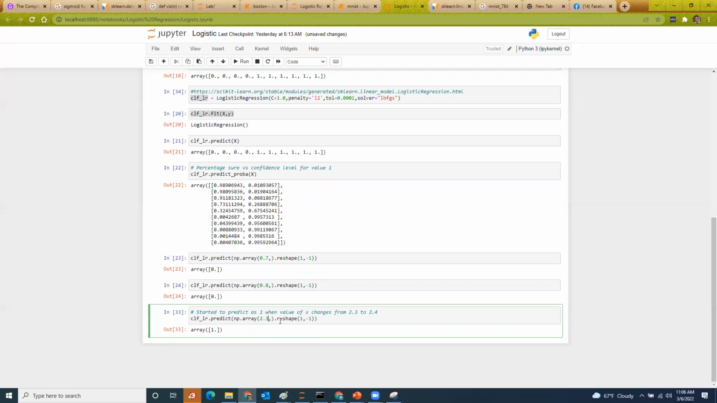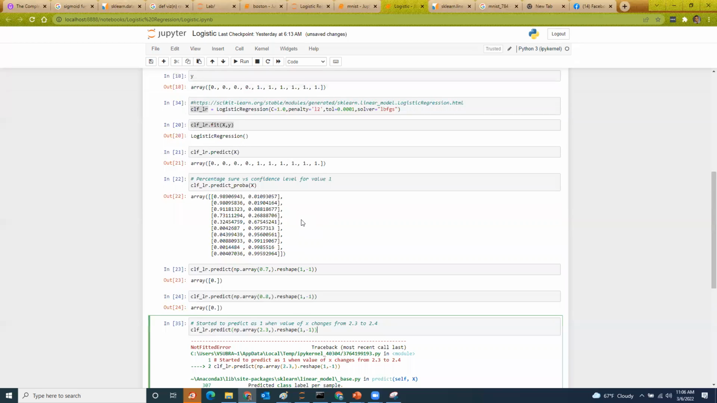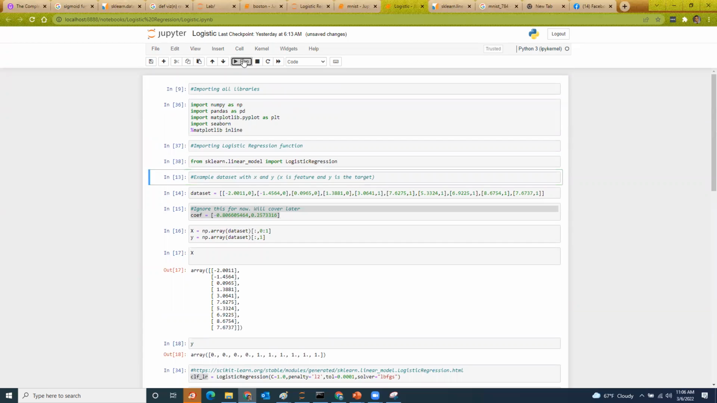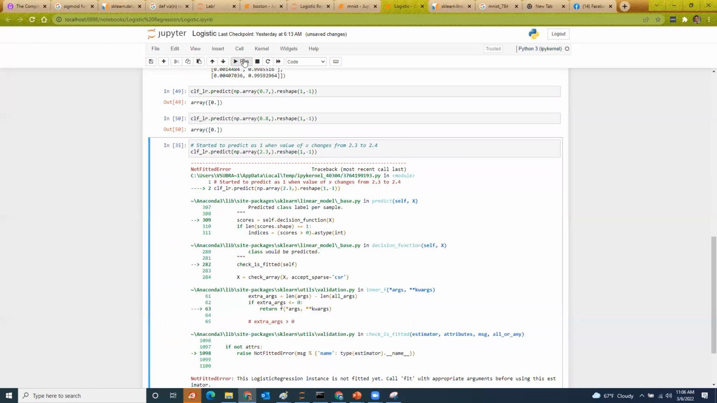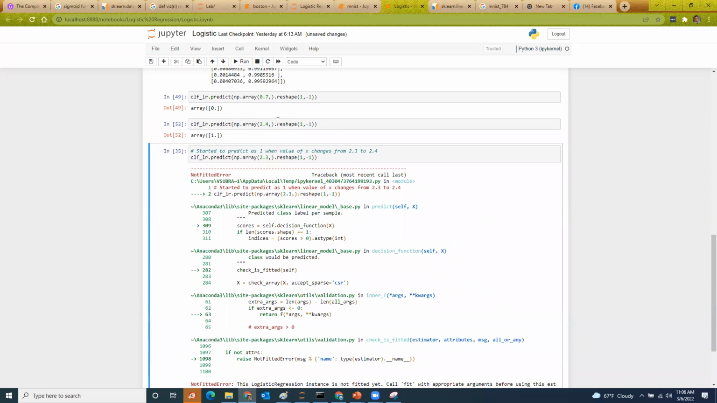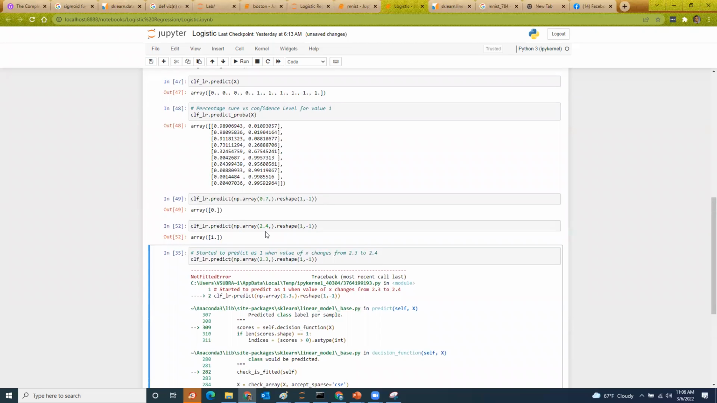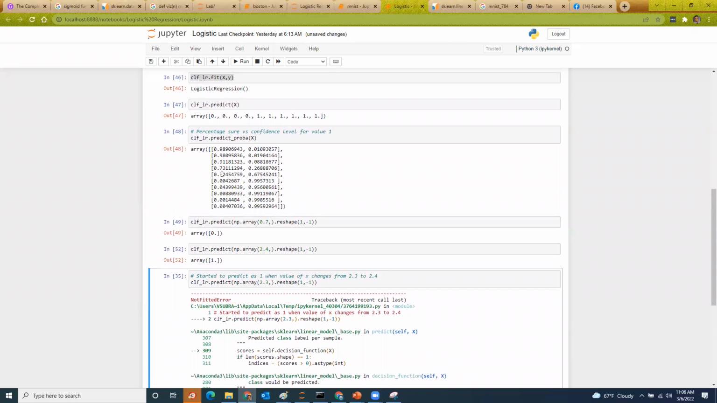So let me go to 2.3. Okay, I need to run from the beginning, so that's why. After fitting, okay, 2.3, 0. But when you do 2.4, yeah, 1. So between the value 2.3 and 2.4, the S function started going to the other territory, right?